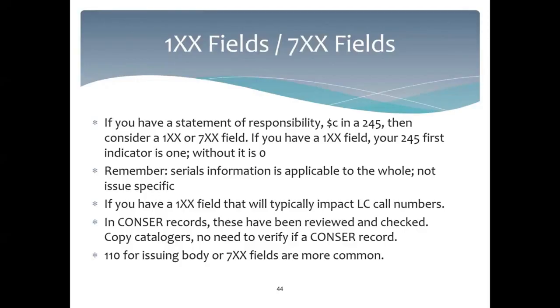So serials, we don't see that a lot. If you have a 1XX field, that will also typically impact your LC call number. That's something to consider too. Just as a reminder, if you are looking at any of these records where you're seeing that a cooperative cataloging program created the record, then in theory, and really in any CONSER record, these authorities should have been reviewed and checked. So in theory, if you're copy cataloging, you shouldn't have to review or check any of the authority things.